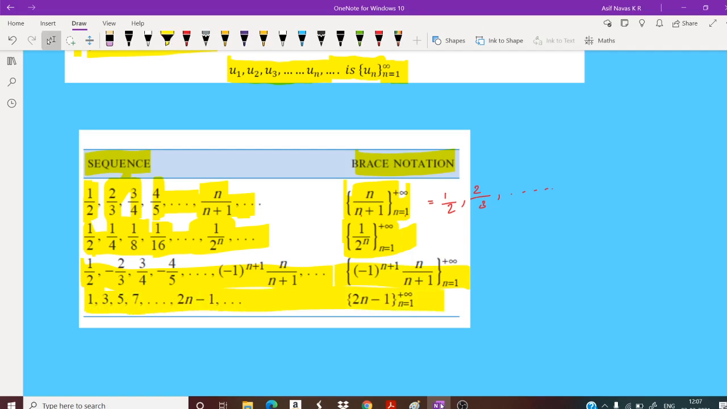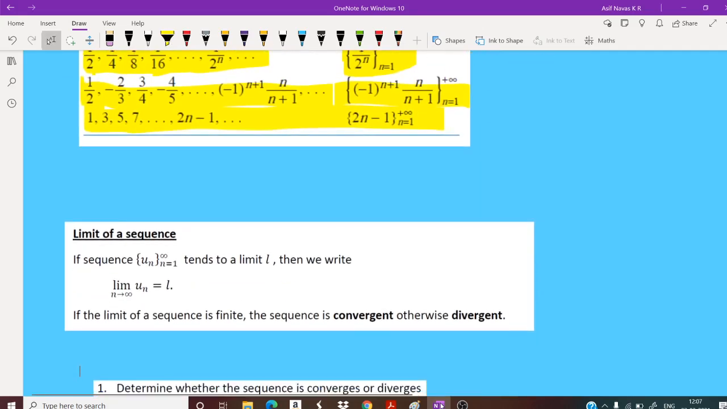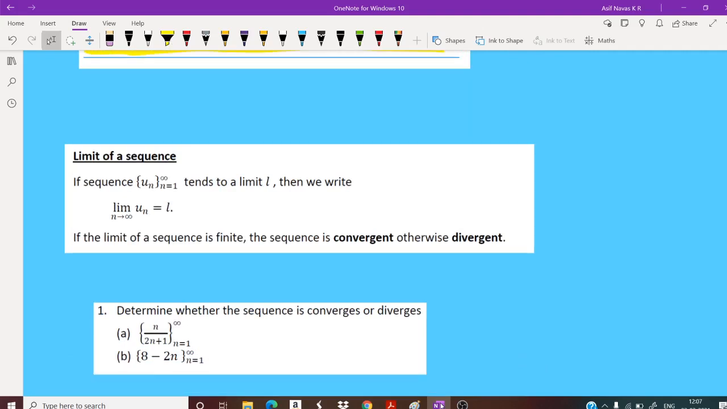Now we will check what will be the value of the sequence as n is going very large. That means what will be the limit of the sequence. So limit of a sequence. If sequence {un}, n equal to 1 to infinity tends to a limit L, then we write limit n tends to infinity un is equal to L.